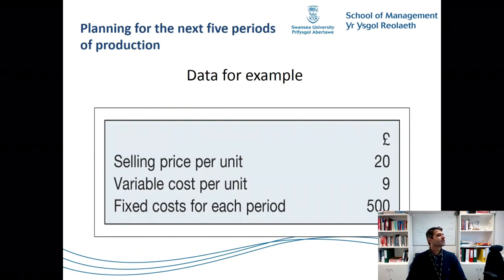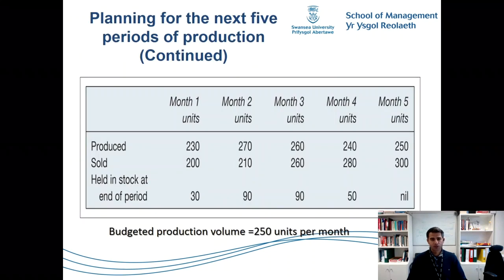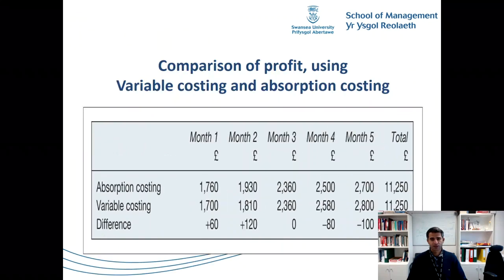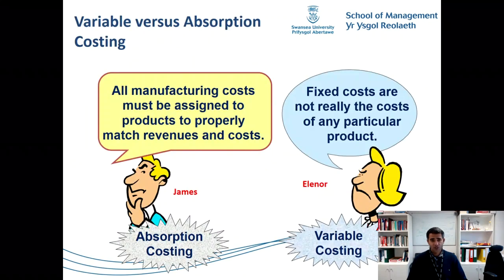Great. This is an example for you guys. This is for 5 months. You need to practice. We have covered the methods of absorption and variable costing, and this is a way to practice it, and hopefully you will get it right. Of course the answers are there, but I would recommend you do not look at the answers. Do it on your own first, and then you can look at the answers and find out what happened.